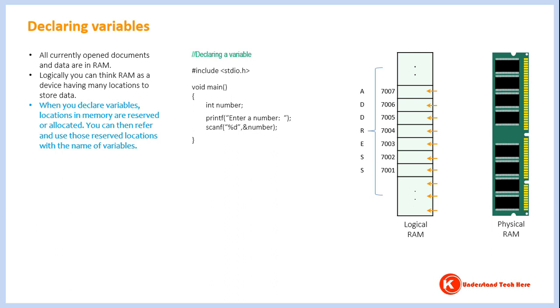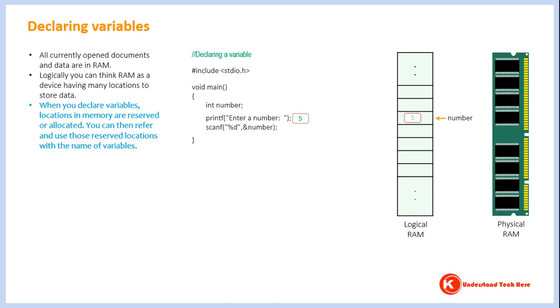Now let's see what really happens when you declare a variable. When you do int number, some location in RAM is reserved or allocated for you. Let's say this location is reserved. Now you can refer and use this location through the name number. Now let's say you enter 5. Generally you say 5 is stored in variable number. But what's really happening is 5 is being stored in the location to which earlier we have given the name number. So 5 is actually stored here.